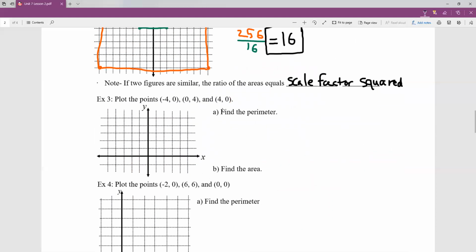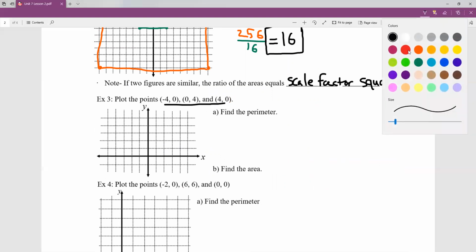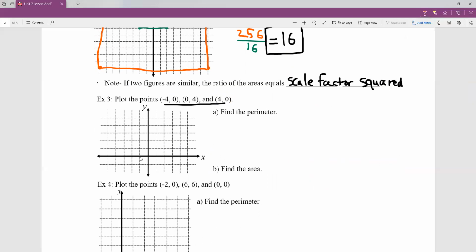Let's move on. It looks like we have 3 points here, so it looks like it's going to be another triangle problem. So let's plot these points. My first point there, (0, 4): 1, 2, 3, 4. Put that point there, and (4, 0): 1, 2, 3, 4. And (-4, 0). Okay. So it looks like we got a triangle right here.